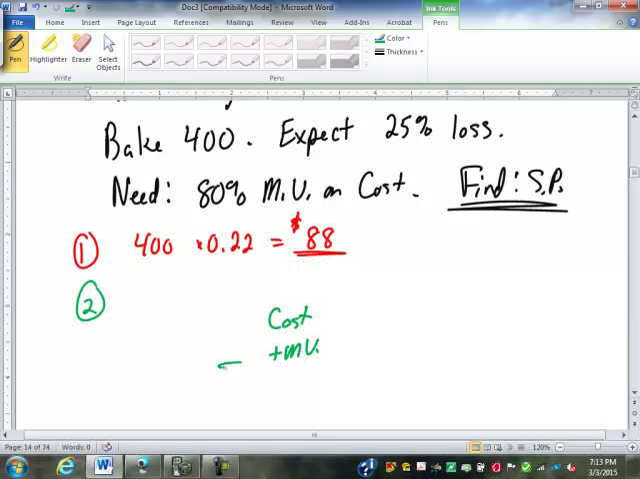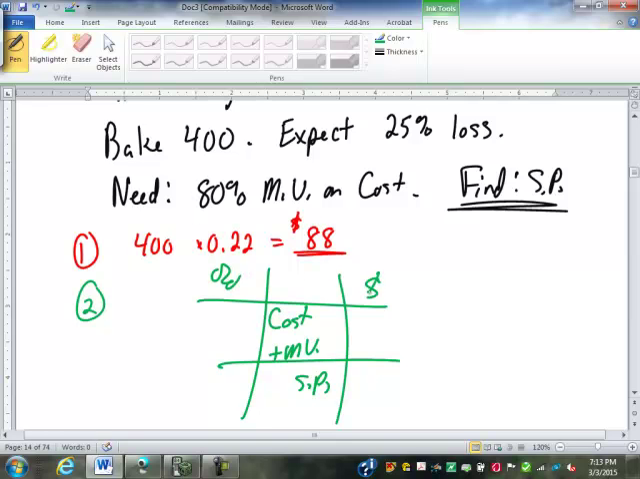Cost plus markup equals selling price. My table gets sloppier as the night goes on, doesn't it?